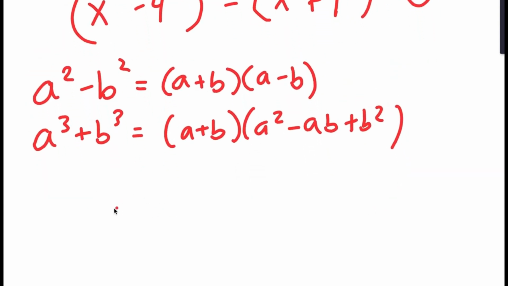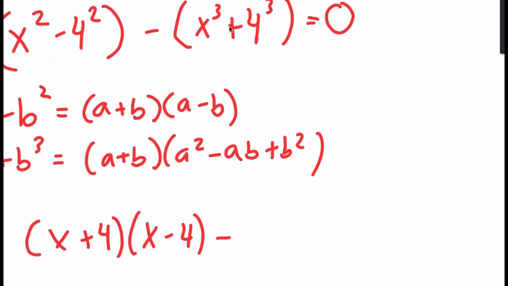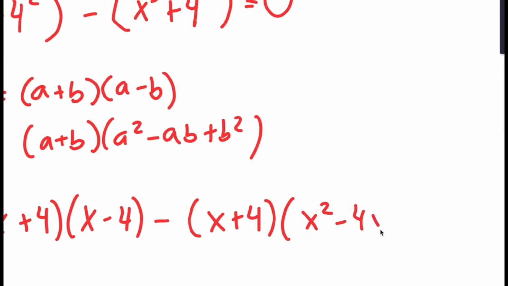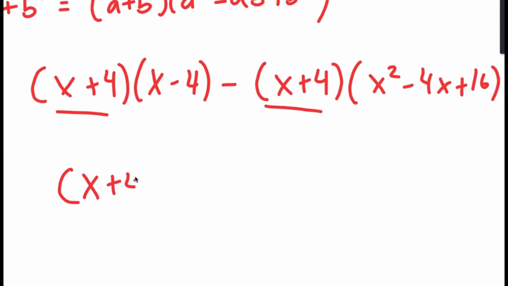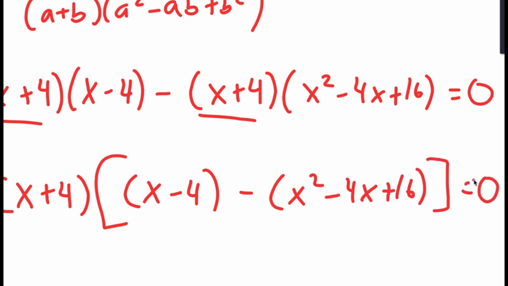So for x squared minus 4 squared, it's going to turn into x plus 4 times x minus 4. I have this minus a to the power of 3 plus b to the power of 3, or in this case x to the power of 3 plus 4 to the power of 3, is going to turn into x plus 4 times x squared minus 4x plus 16. Now, because both of these terms have x plus 4 in them, I can factor out x plus 4. So I get x plus 4 times x minus 4 minus x squared minus 4x plus 16 is equal to 0.